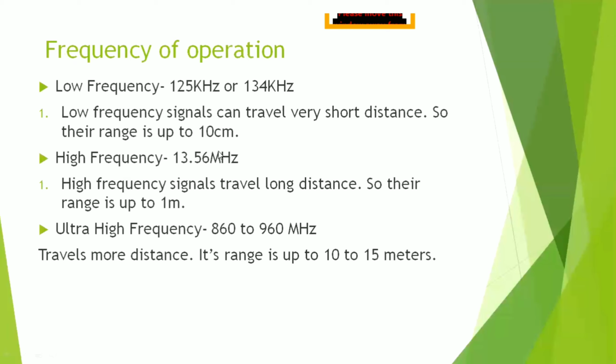Now you may have a doubt why we go for the frequency of operation. I'll tell you this in the next slide. We have three frequencies of operation: low frequency, high frequency and ultra high frequency. Coming to the low frequency, it ranges from 125 kilohertz or 134 kilohertz. Since the frequency is low, they can travel only a very short distance, so the range is up to 10 centimeters.